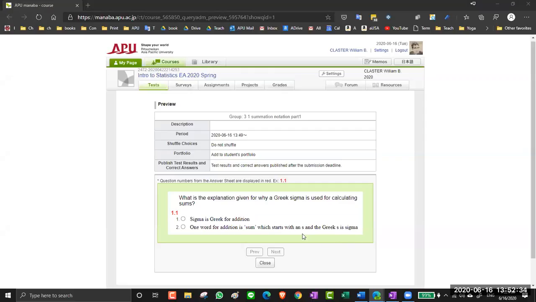So what's the answer to this one? Second option. One word for addition in English is sum, which starts with an S, and the Greek S is sigma. So that's why.